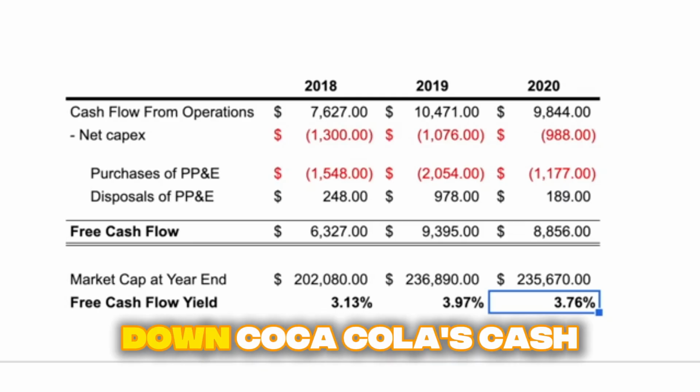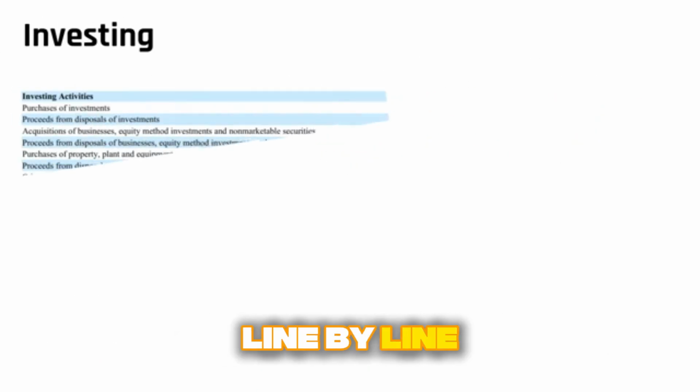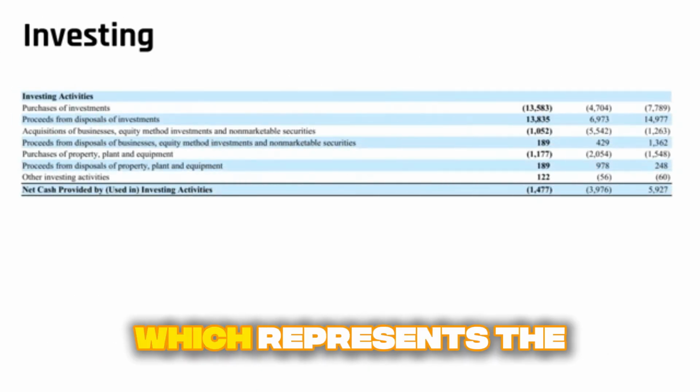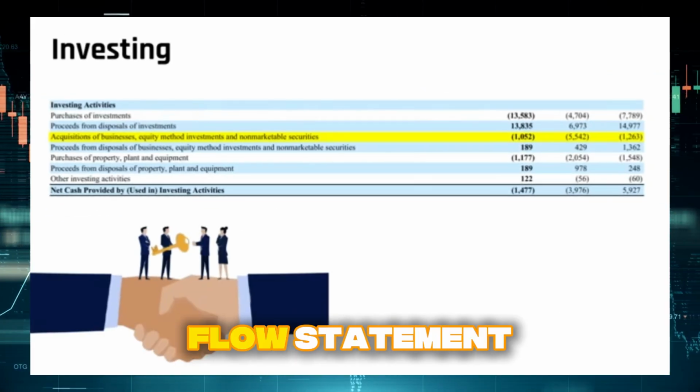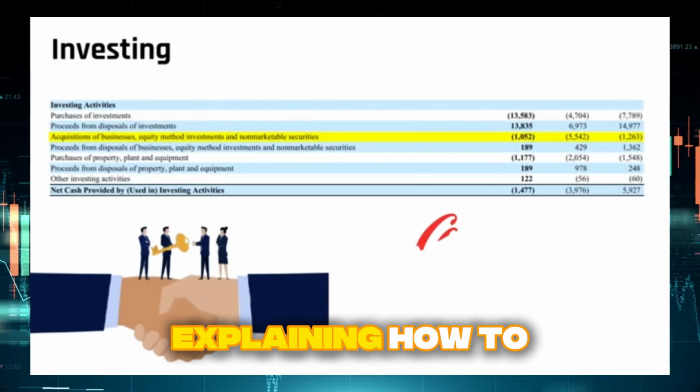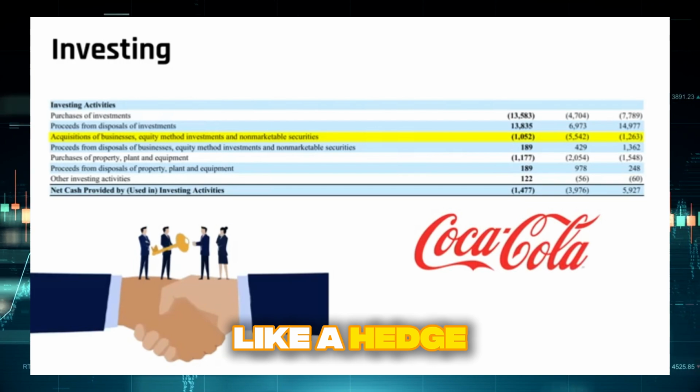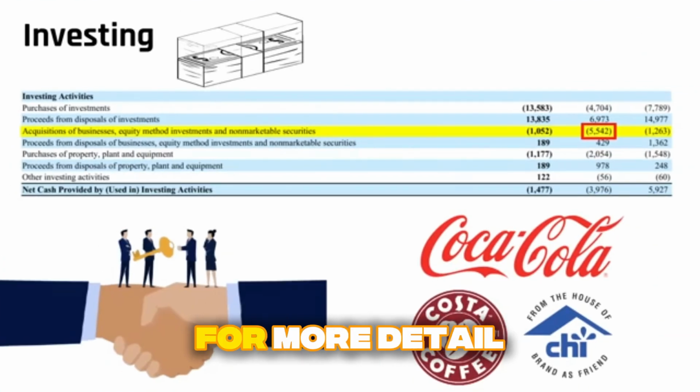Now, let's break down Coca-Cola's cash flow statement line by line. The first line is net income, which represents the company's profit. It's calculated on the income statement, not the cash flow statement. I've made a full video explaining how to analyze an income statement like a hedge fund analyst, which you can check out later for more detail.